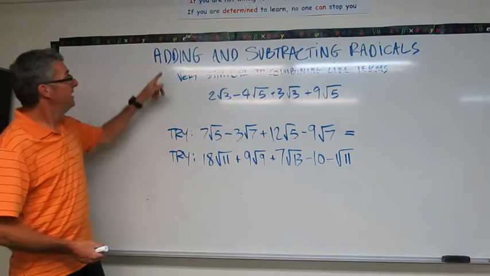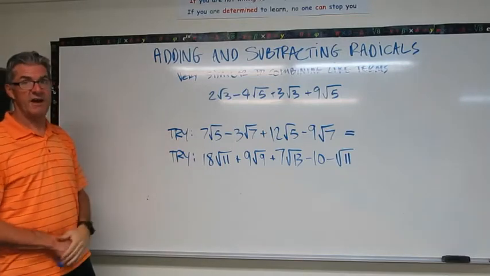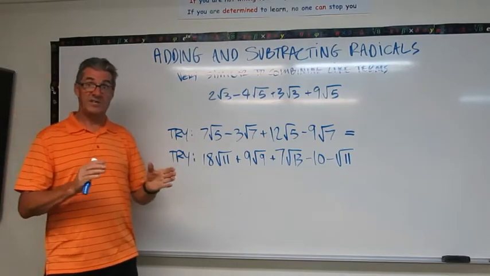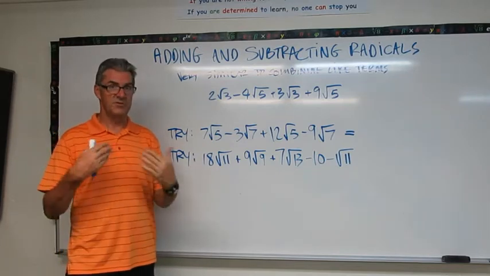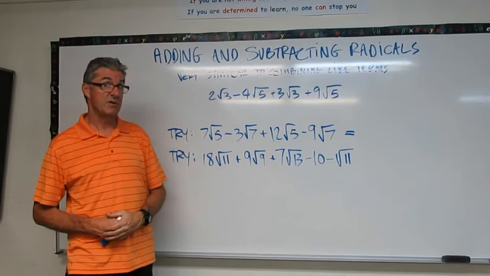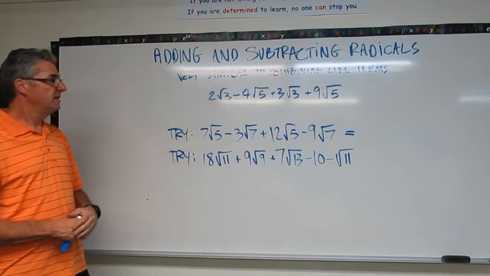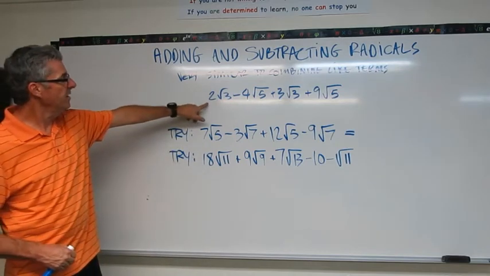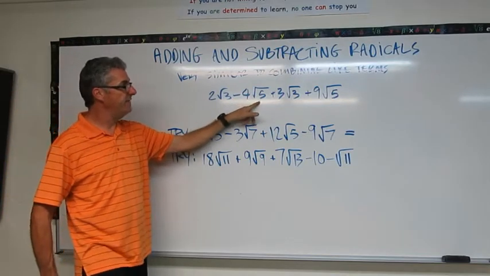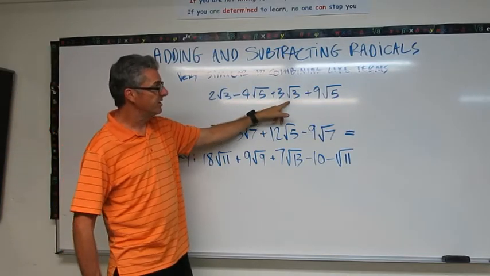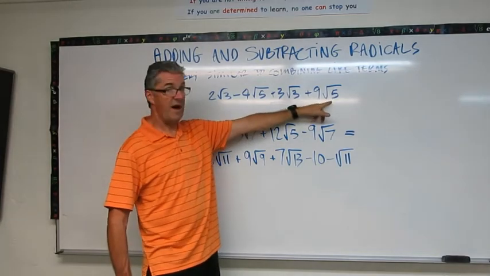Today's topic, adding and subtracting radicals. Now this process is fairly similar to combining like terms when we were doing that in our initial algebra section. So let's do a quick little example here. I have 2 root 3 minus 4 root 5 plus 3 root 3 plus 9 root 5.